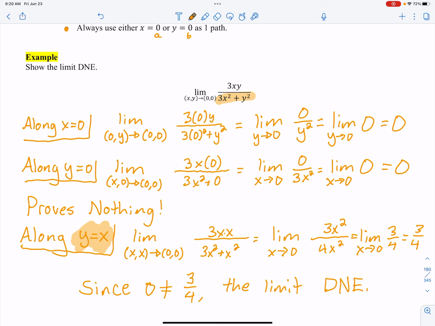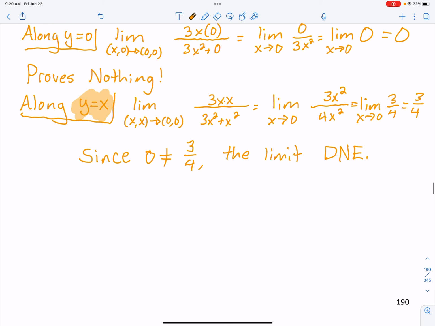So sometimes you're going to pick paths and they're going to give you the same number. That does nothing for us. We have to find another path that gives us something that contradicts the first one. All right, I have another example here.